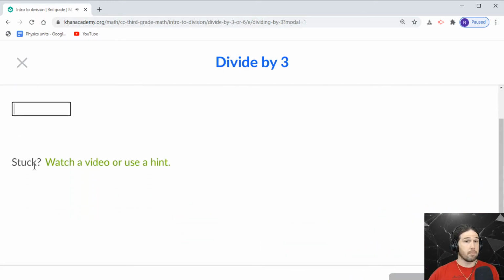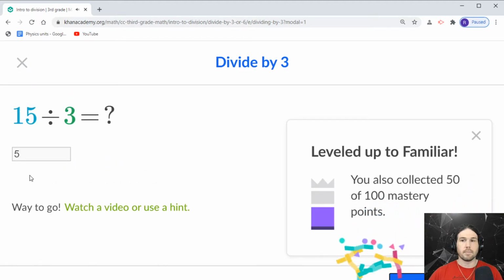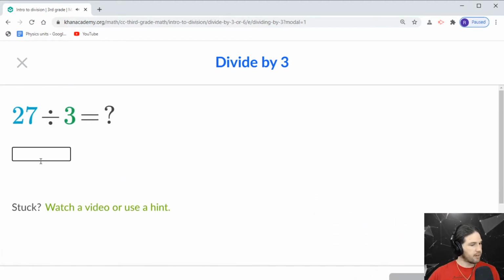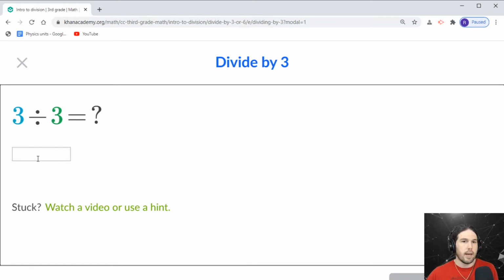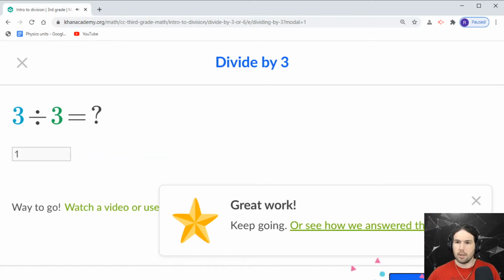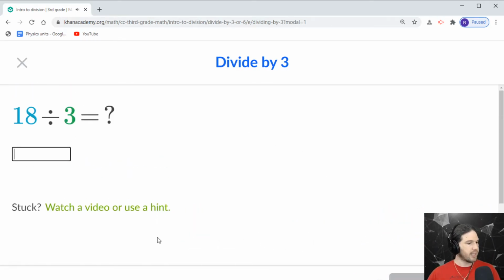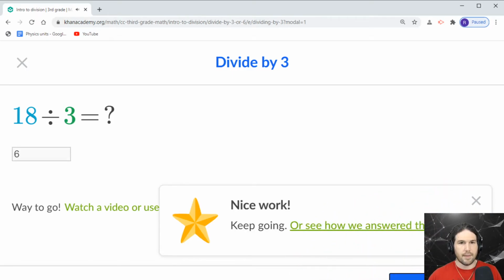Same goes for 9. 27 divided by 3 is 9, speaking of which. We know that 27 is a multiple of 9. Add the digits: 2 plus 7 is 9. Anything divided by itself is 1. 18 divided by 3 is 6. And that's that.